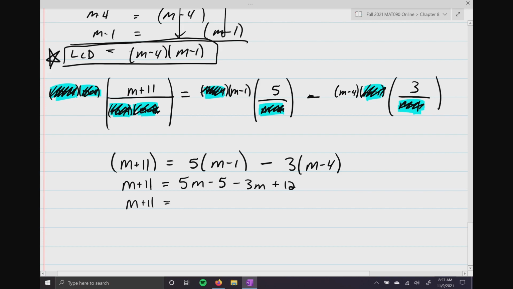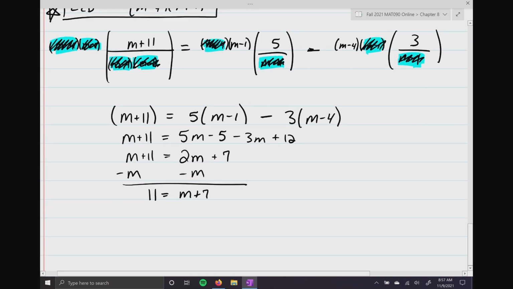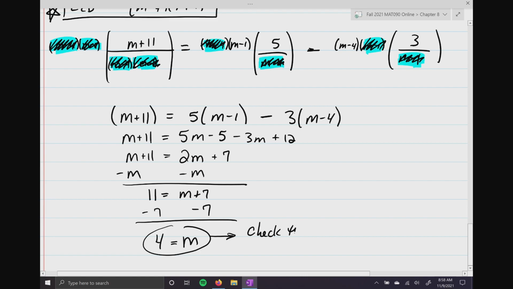So I'm going to group all my like terms on the right-hand side. 5m − 3m is 2m. Negative 5 plus 12 is positive 7. Now I'm going to get my m's together. So I will subtract m from both sides. That gives me 11 = m + 7. And finally, I will subtract 7 from both sides to give me m = 4. Okay? Now, remember, you have to check this solution.